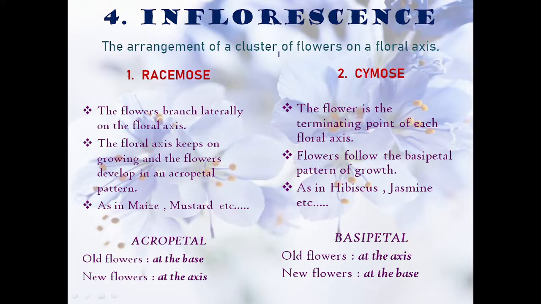So this is how you can remember race. Race, that means racemose, that means acropetal. Acropetal is for racemose, that means the younger flowers at the top, old flowers at the base. And opposite for cymose, that means cymose have basipetal, that means the newer flowers will be at the base and older flowers at the axis. Done.